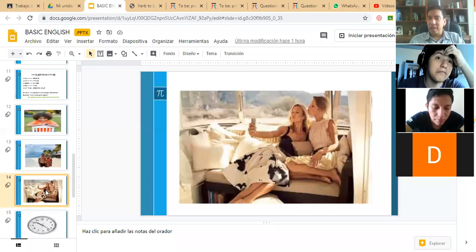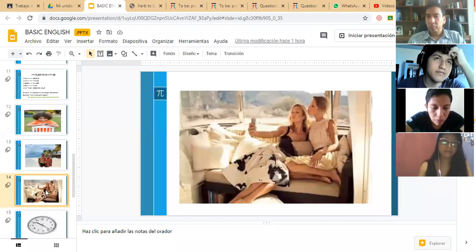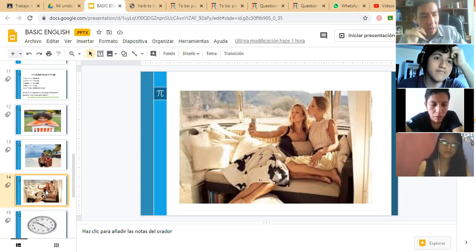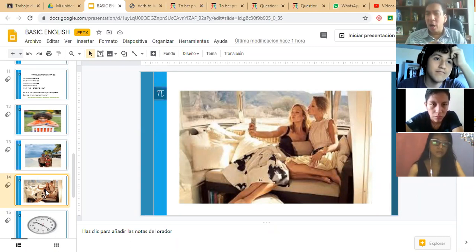Any WH questions for this picture? Why are they happy? Why are they happy? Very good. Any other WH question? Why are they taking a picture? Can you repeat the question? Why are they taking a picture? Absolutely, miss. Any other question?